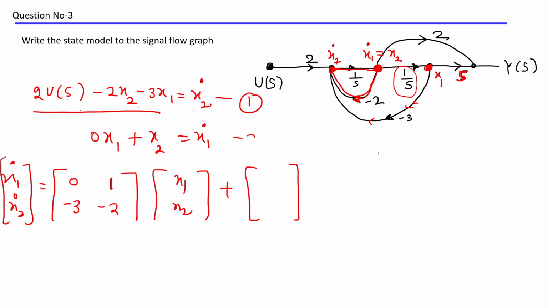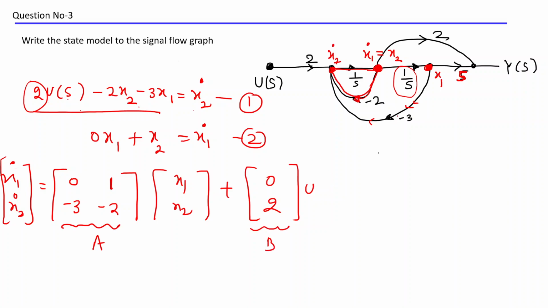And the B matrix. B matrix in the second equation is related to x1 star, so there is no input there, so you can write 0. And the first equation which is related to x2 star, and its input coefficient is 2, so you can write 2. So this is your u. So this one is your A matrix. This one is your B matrix.